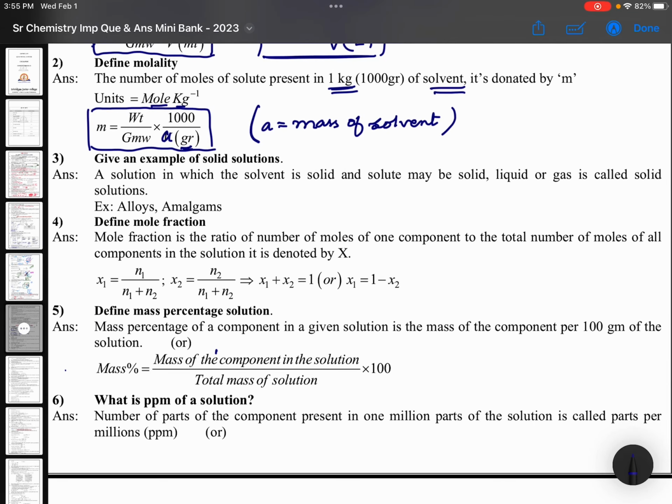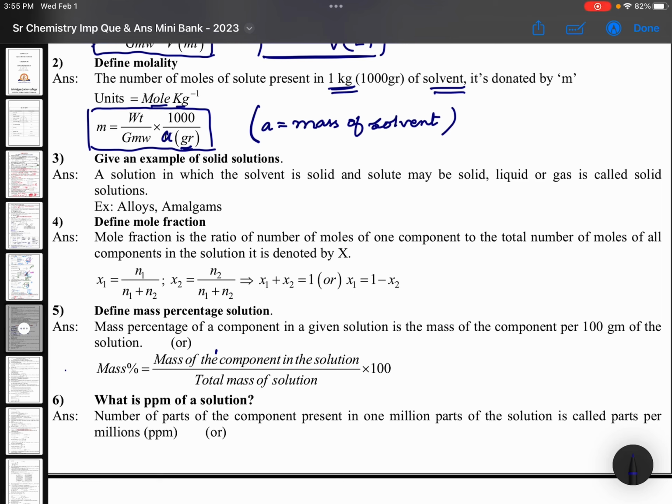Next one, give an example of solid solution. Solid solutions are the stones. Whenever you think stones can change your life, you are thinking wrong. Stones can never change your life. If you are wearing some gemstone or something else, they won't change it. They will give you some confidence that you can do some work.